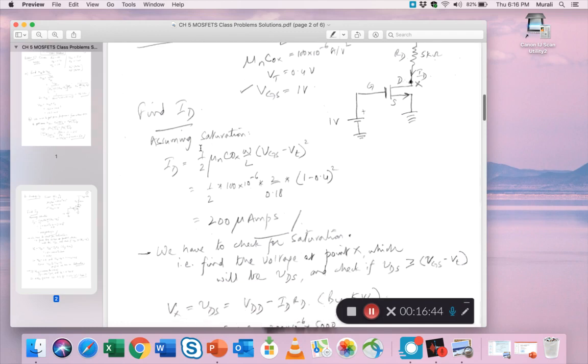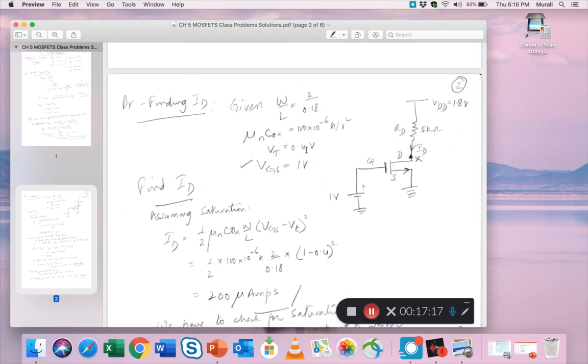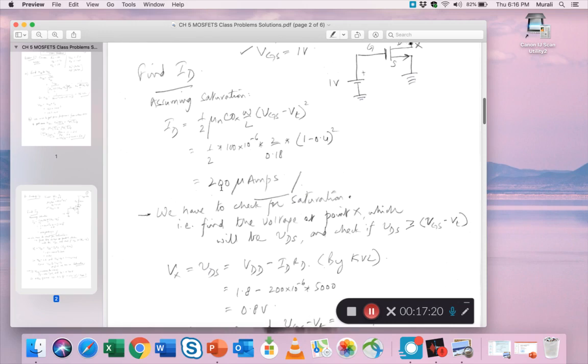So one way to solve this problem, to find ID, which formula to use, right? One way that textbooks teach us to do is to just assume it's in saturation and then double check later on, once you find the drain current, whether it's really in saturation. So assuming it's in saturation, this is the formula, and so we come up with 200 microamps. All the other stuff is given, right? VGS is given, which is this voltage 1. Vt, the threshold voltage, is 0.4. So if you put all that in, you get 200 microamps.